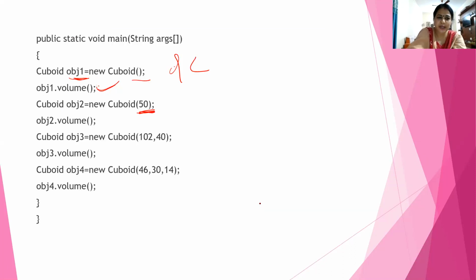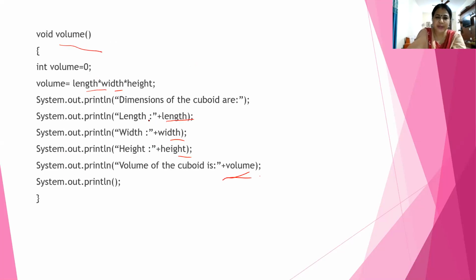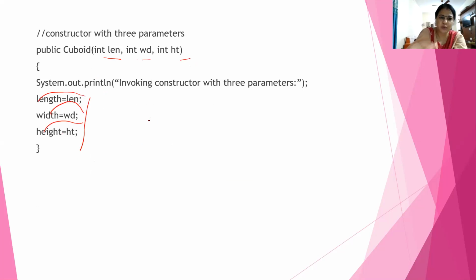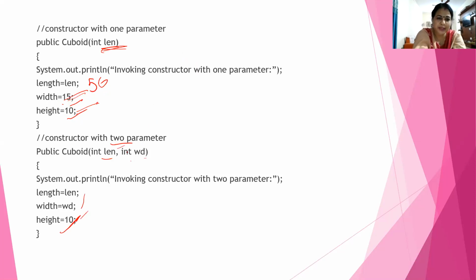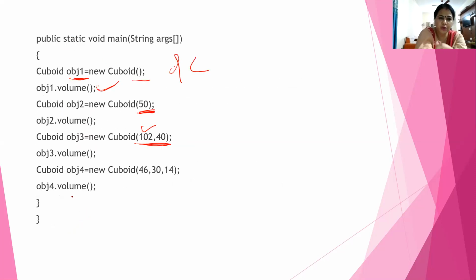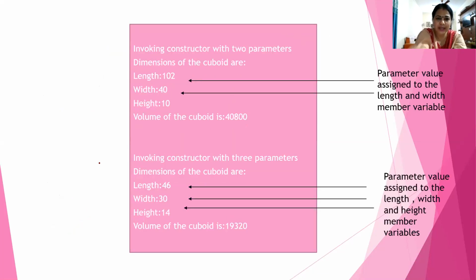Now next it will call the two-parameter constructor with two arguments. So the third one will be executed, 102, the length and width. It goes to the third constructor, the two-parameter one, with length and width, and that will be multiplied, and it will show the length and the width. Now that will be executed, and see how the output looks: 102, 40 and 10, which is directly given, so that will be multiplied and displayed.